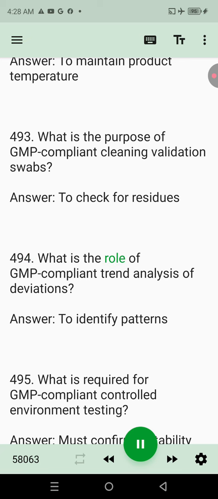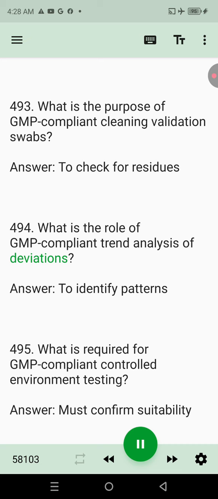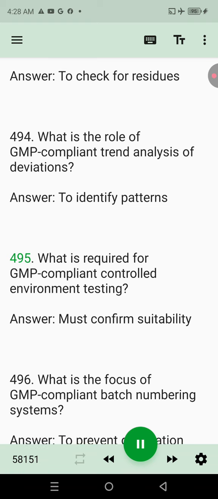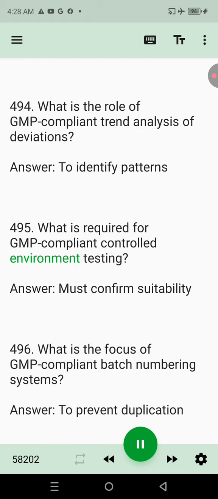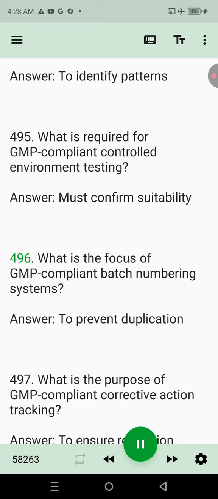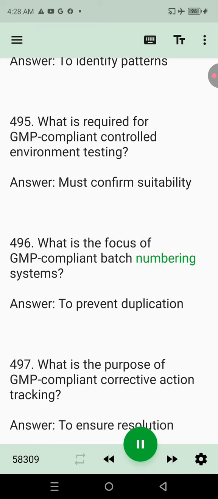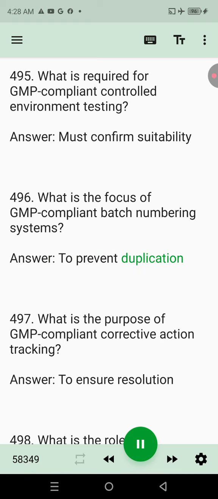494. What is the role of GMP-compliant trend analysis of deviations? Answer: to identify patterns. 495. What is required for GMP-compliant controlled environment testing? Answer: must confirm suitability. 496. What is the focus of GMP-compliant batch numbering systems? Answer: to prevent duplication.